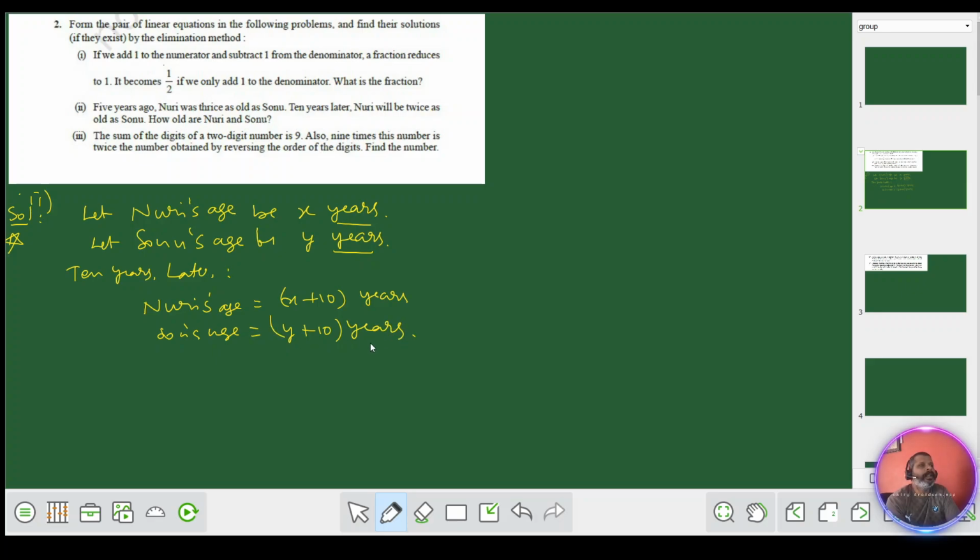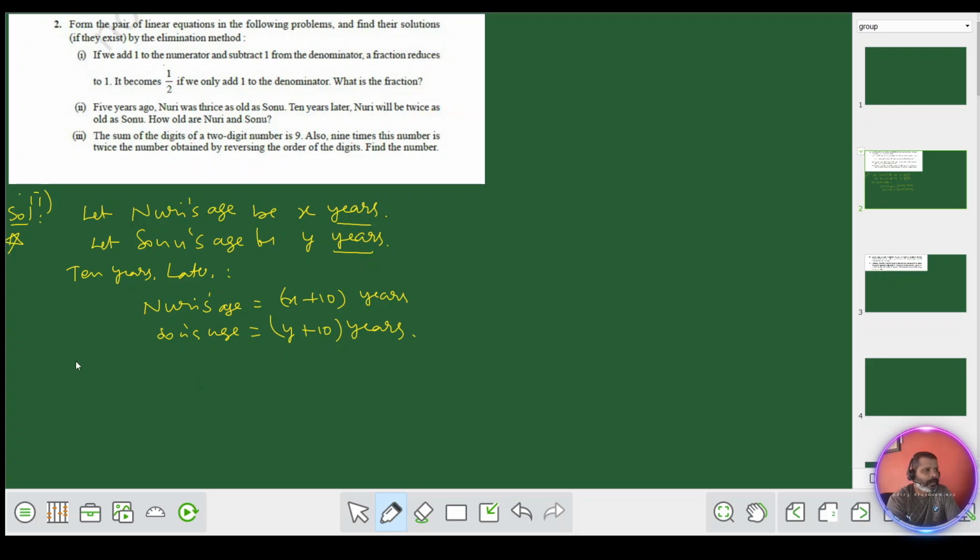Please remember, in the ages problem, there will be conditions like 5 years later, 2 years before. You define their characters' ages accordingly. Then you find the relation which is defined in the problem. Don't just jump and write the equation. Now you read it. Nuri's age after 10 years, right? What is Nuri's age after 10 years? It's x plus 10, not x. X and y are current ages of Nuri and Sonu.